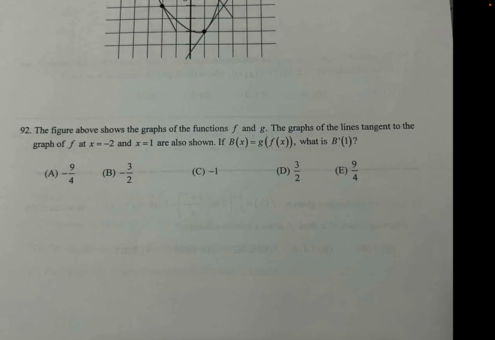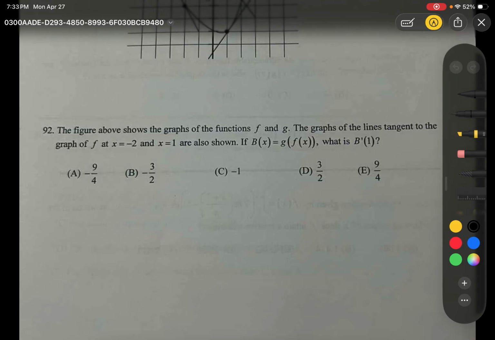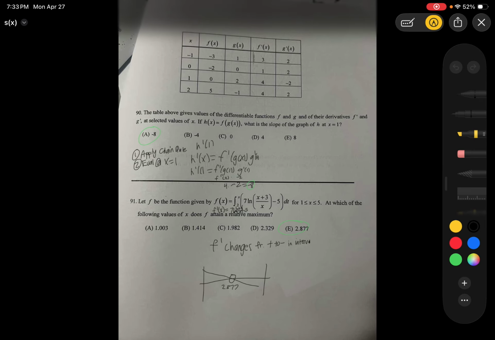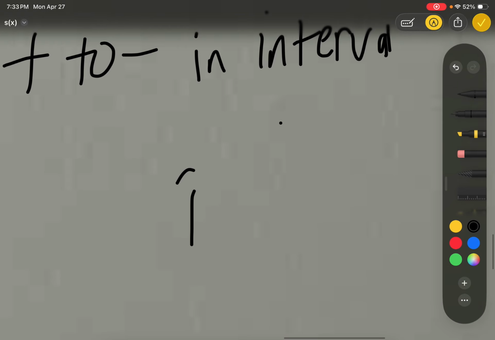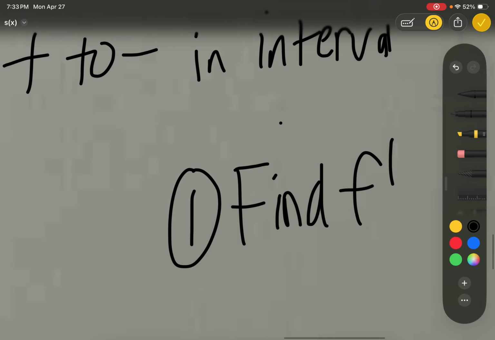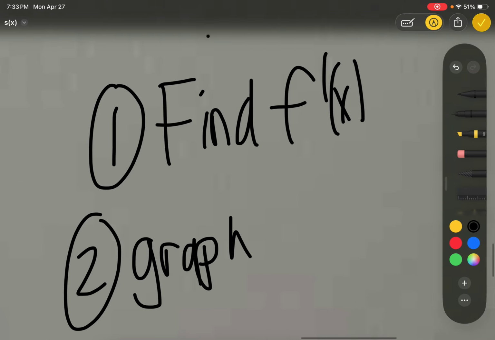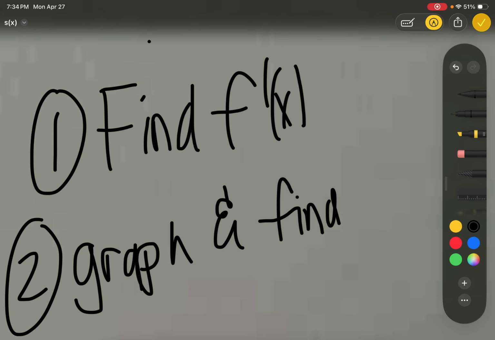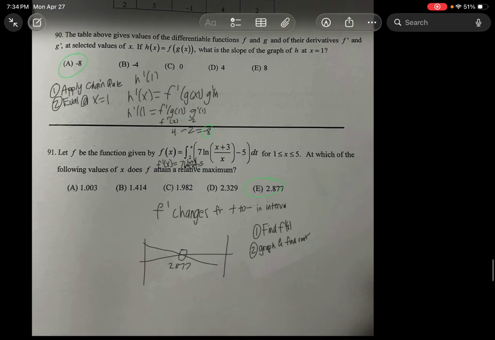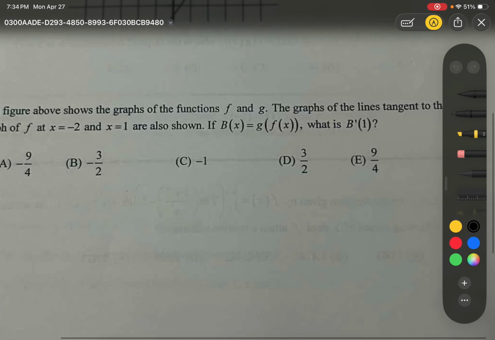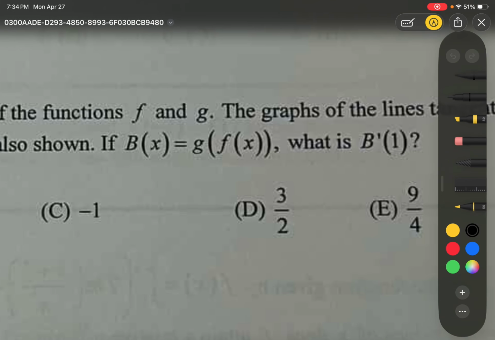We're given this. If b of x equals g of f of x, what is b prime of 1? So let's do chain rule again. Did I write the steps for the other one? No, I did not. So find f prime of x, graph and find root. Okay? Last one. What is b prime of 1?